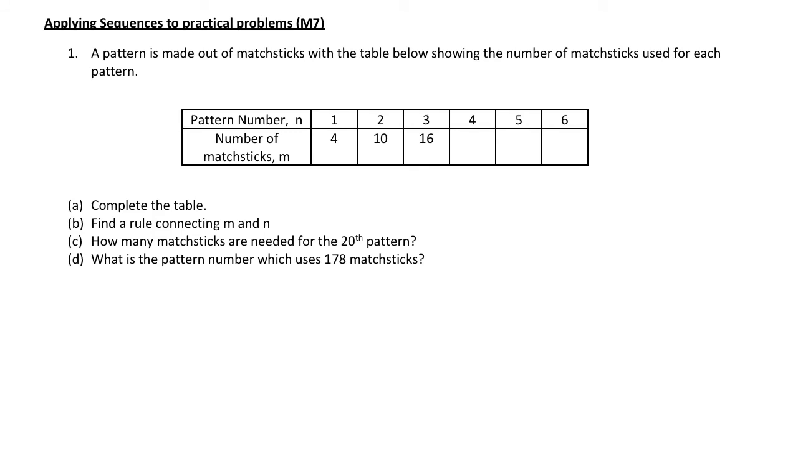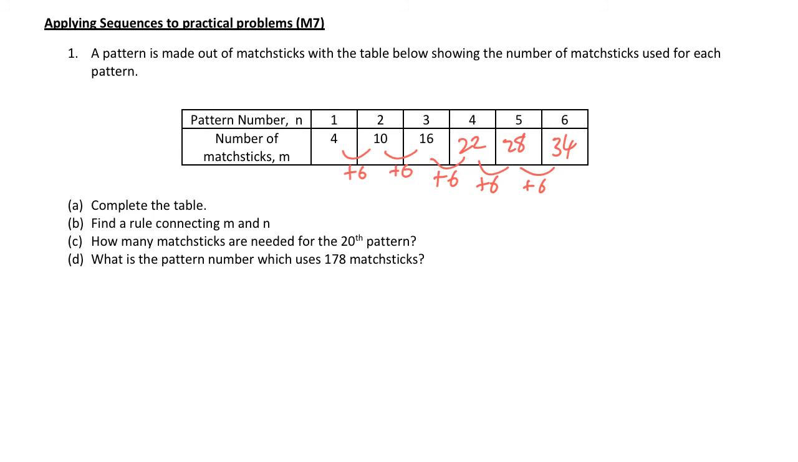A pattern is made out of matchsticks with a table below showing the number of matchsticks used for each pattern. Complete the table. So by looking at the links, we've got 4 to 10, we're adding on 6. 10 to 16, we're adding on 6. So it looks like we're going to be adding on 6 again to get 22, add 6 again to get 28, and add 6 again to get 34.